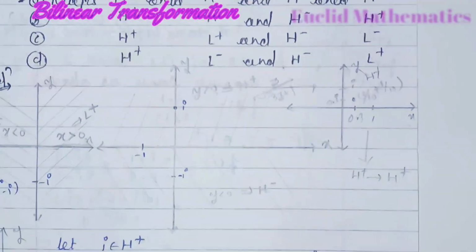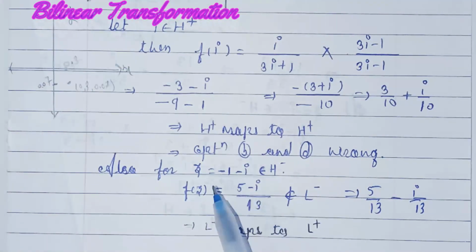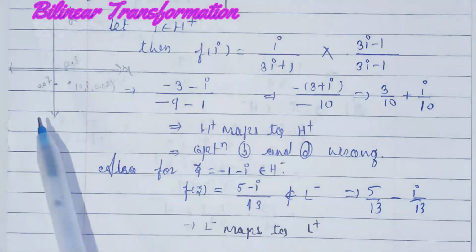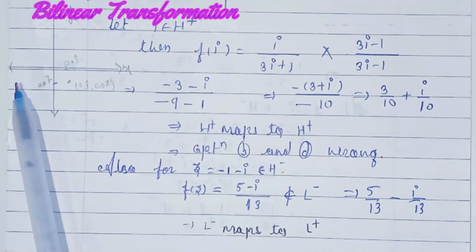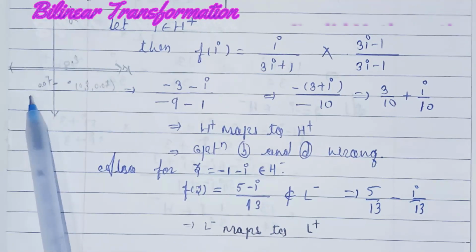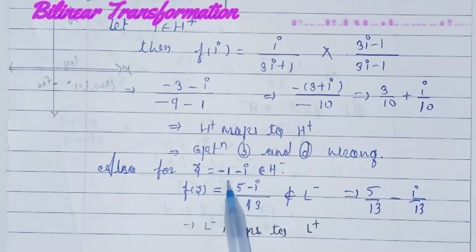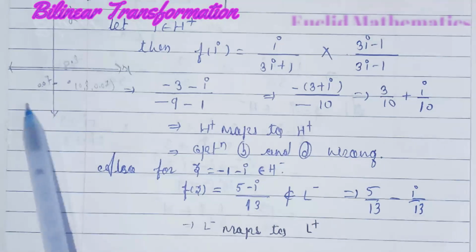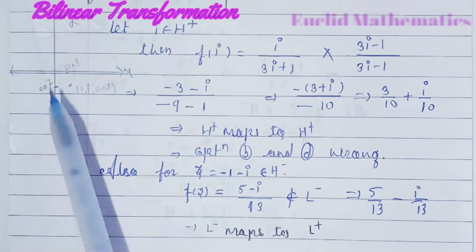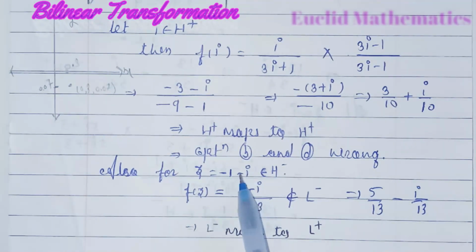Now consider any point from the lower half plane. I consider z equal to minus 1 minus i. You can see that x is minus 1, y is minus 1, so it belongs to the lower half plane. That means third quadrant here. So we can see that z is from the real and imaginary axes, with x negative and y negative, in the third quadrant. Now let's verify whether this point z maps to the upper half plane or lower half plane, or left or right. Now let's check by putting z equal to minus 1 minus i.